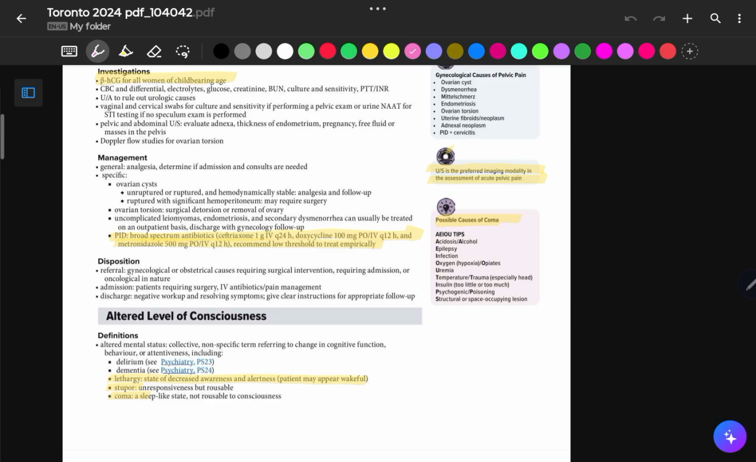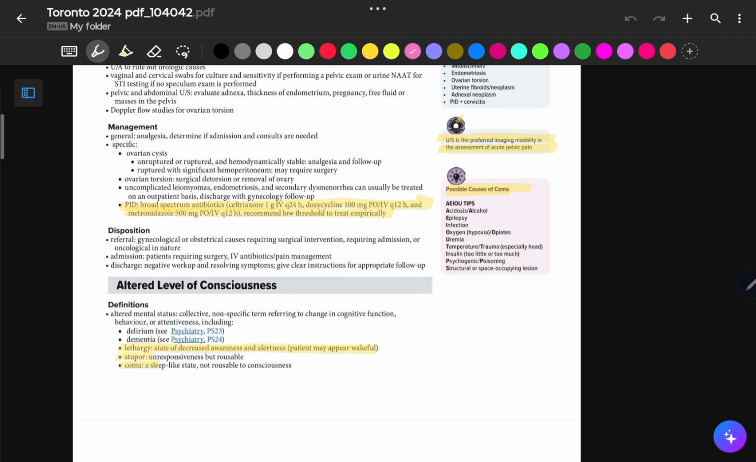So next we're going to talk about altered levels of consciousness. What are the possible causes of coma? Mnemonic: acidosis or alcohol, epilepsy, infection, oxygenation such as hypoxia, uremia, temperature or trauma, especially head trauma, insulin if it's too little or too much, psychogenic or poisoning, structural or space occupying lesions. Those are the causes of coma.